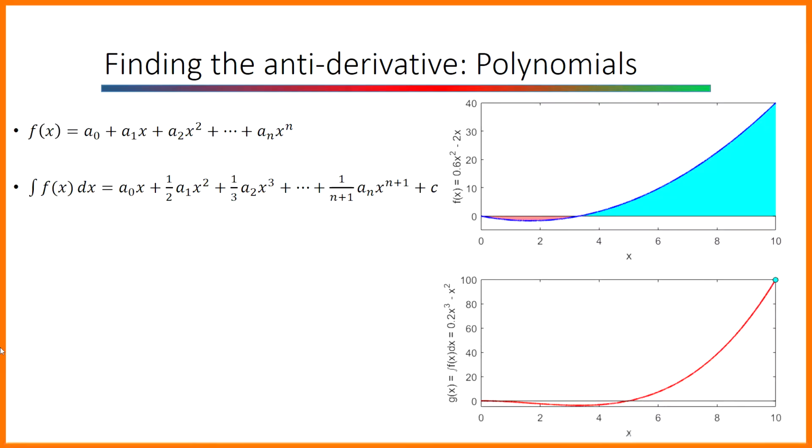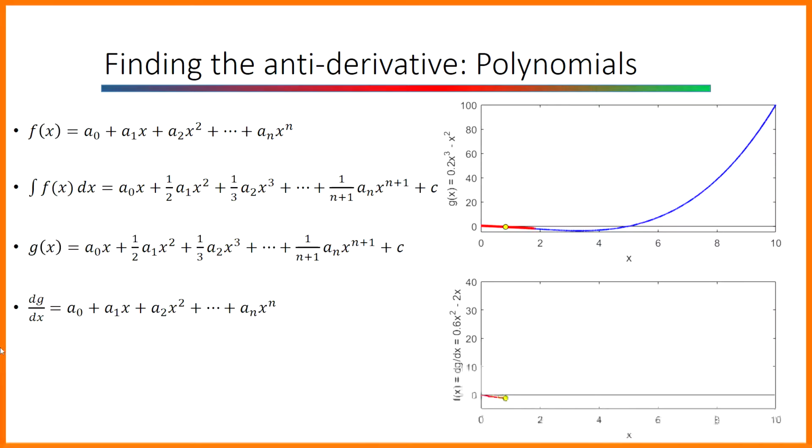The integral of an nth degree polynomial is equal to a0 times x plus 1/2 a1 times x squared plus 1/3 a2 times x cubed plus ... plus 1 over n plus 1 times a sub n times x to the n plus 1 plus a constant c. Note that in all of these, you replace the x to some constant with x to that constant plus 1, and you need to divide by the original exponent plus 1. Let's work through the derivative to see why this is true.